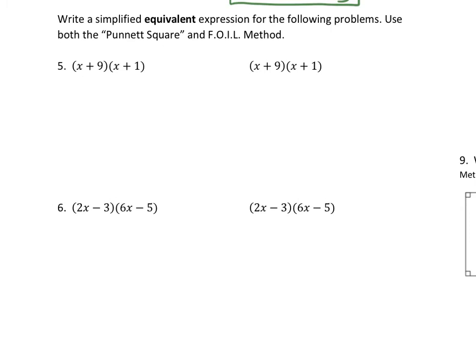We're going to look at number 5. The instructions here say to write a simplified equivalent expression for the following problems. Use both the Punnett square and the FOIL method. So we're going to do each problem twice just to get used to both methods. On number 5, I need to set up the Punnett square. What size Punnett square am I going to need here? A 2 by 2. How did you know 2 by 2? There's 2 pieces in each. This is a binomial times a binomial, so it's going to be a 2 by 2. So let's draw our squares. Pardon my drawing because they're never straight.